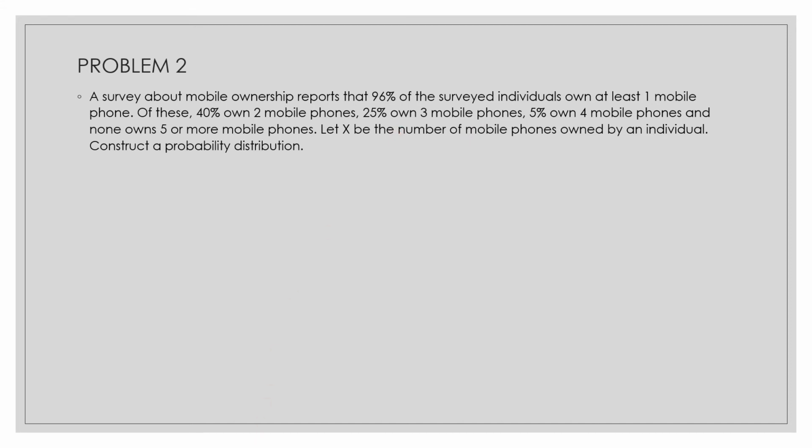Before we proceed with the probability distribution, let us first analyze our problem. It says here that a survey about mobile ownership reports that 96% of the surveyed individuals own at least one mobile phone. Ibig sabihin kasi ng percent class, kada 100, no?